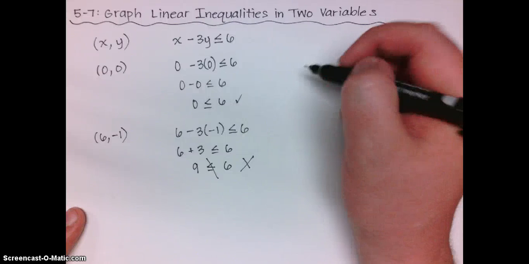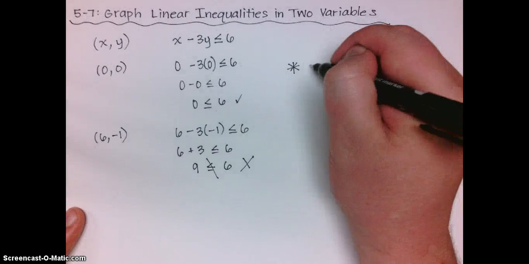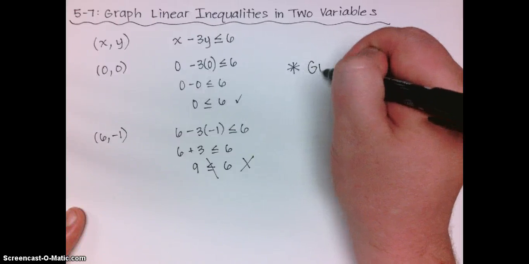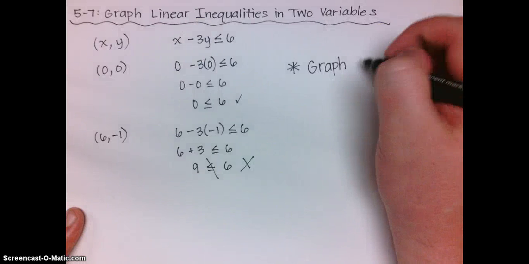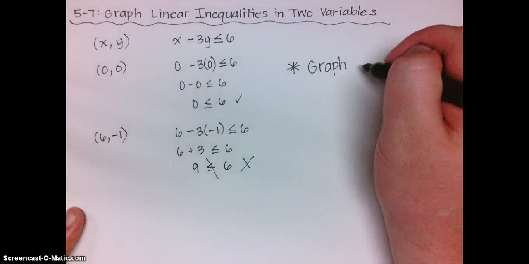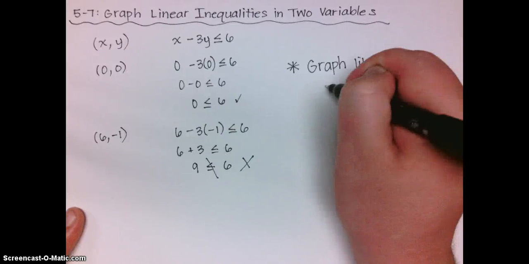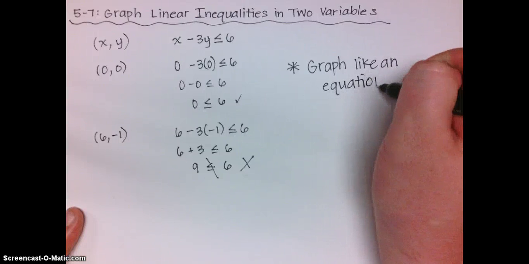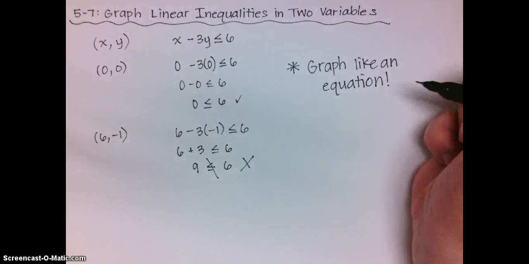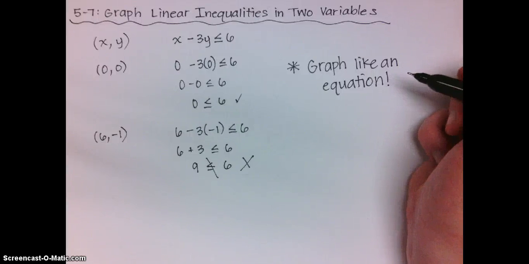Now, one of the things that I want you to realize when you're graphing is, the first thing is to just think of it like it's an equation. So graph the same way you did when you had an equal sign. Okay, so you're going to look for the slope, you're going to look for the y-intercept, all right, and that's going to be the first step.